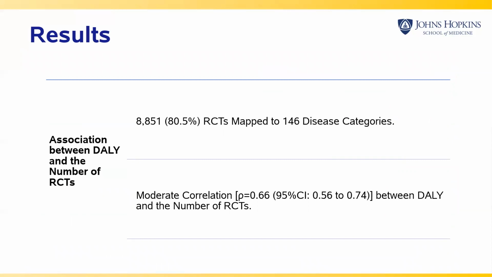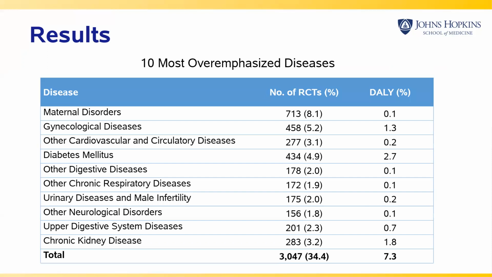We were able to map 80% of RCTs to 146 disease categories. We found a moderate correlation between DALY and the number of RCTs. The Spearman correlation coefficient was 0.66. We found substantial mismatch between disease burden and the number of RCTs. For example, more than a third of RCTs assessed these 10 disease categories, which only represented 7% of DALY.